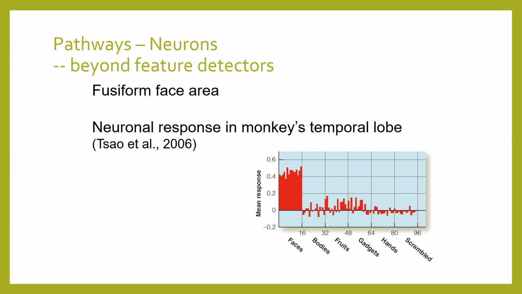Sato et al. took more different specific categories to look at exactly what's happening with different categories. And again, we can see the neurons are responding to faces, but not to bodies, fruits, gadgets, hands, or scrambled pictures.